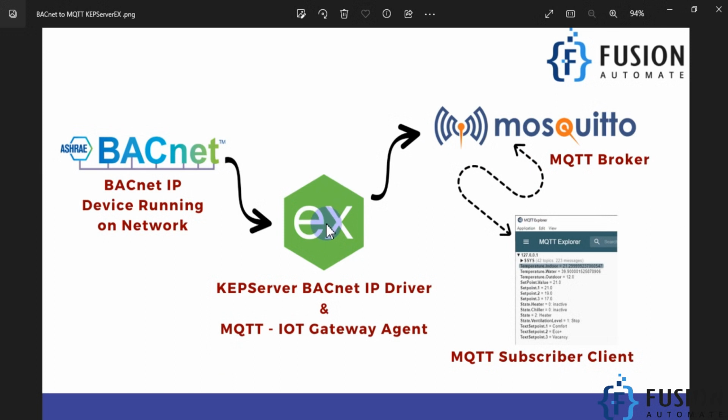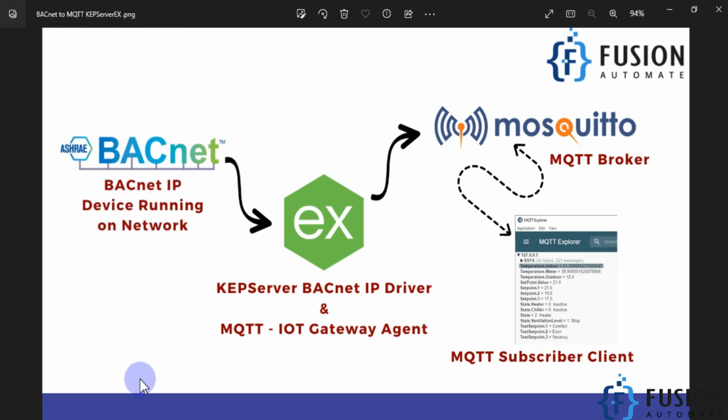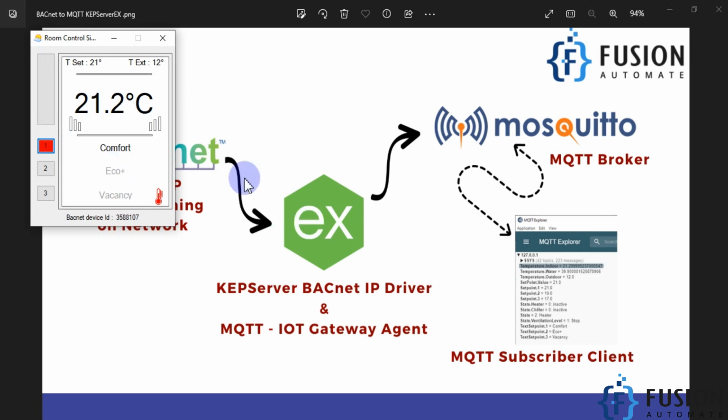We have a CAP server running in our system. We have a BACnet device on our network. Either it can be a physical BACnet device or it can be a virtual BACnet device. If you are working in the industry, then you will have a physical BACnet device, but I don't have one right now, so I am going to use this BACnet room simulator, which is running in my local system. So it is running on my local network, so I am able to read this BACnet device data in the CAP server.